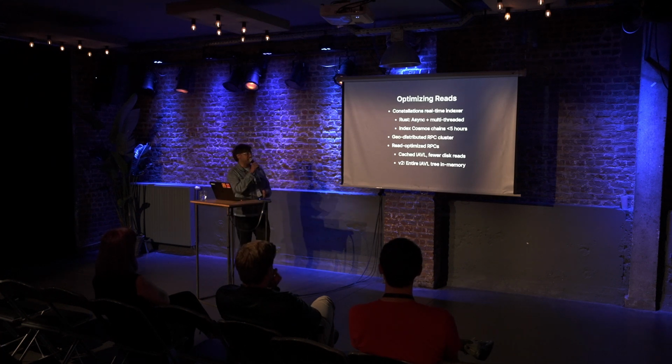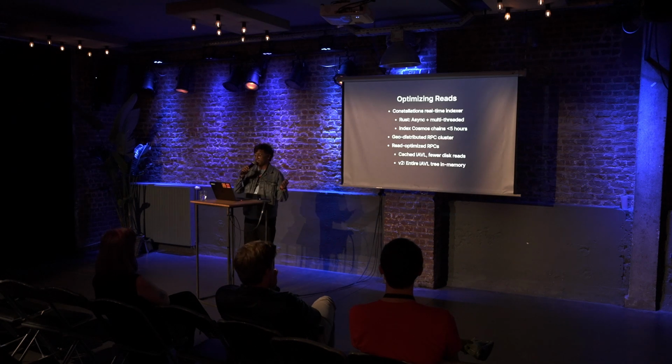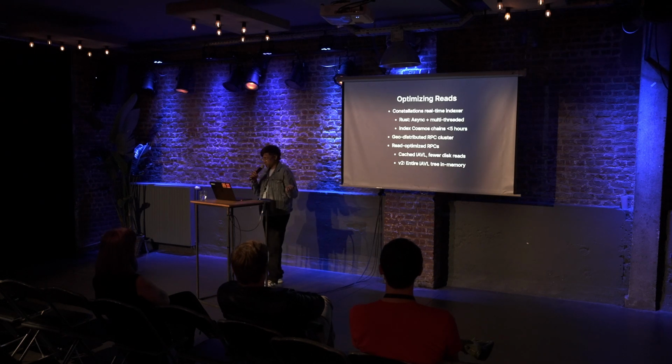And then the other part of it is optimizing the RPCs for reads. So we have read optimized RPCs where most of the Merkle trees are cached in RAM, so you have fewer disk reads. And we're working towards a newer version of it where we store an entire Merkle tree in RAM.